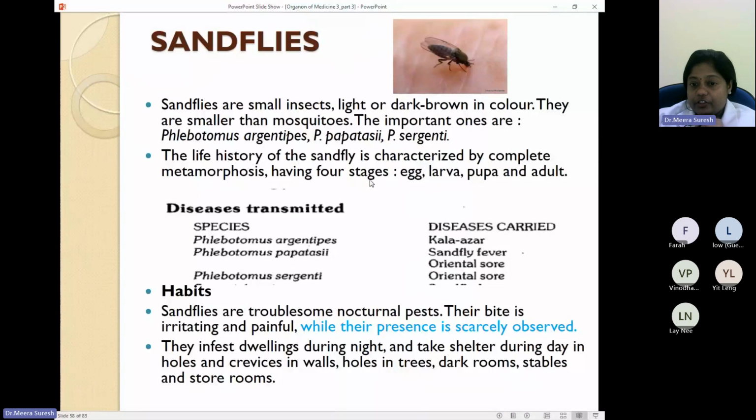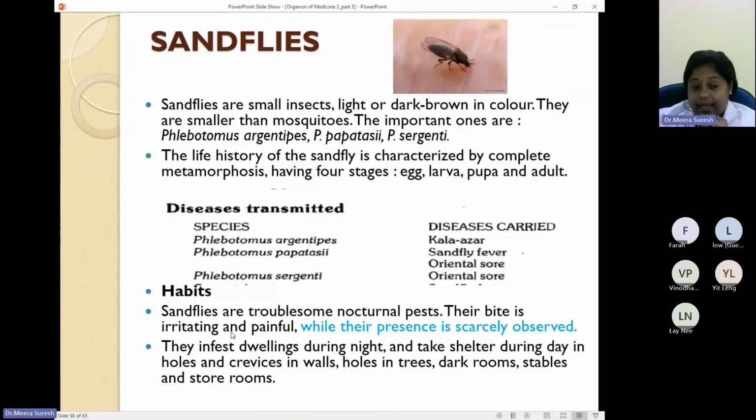Then here also the larval stages go through the four similar stages: the egg, larva, pupa, and adult. The disease transmitted by the phlebotomus usually causes kala azar. It is going species wise. I don't want you to remember this specifically, but remember the phlebotomus or the sandflies. It is causing the disease kala azar, sandfly fever, or the oriental sore.